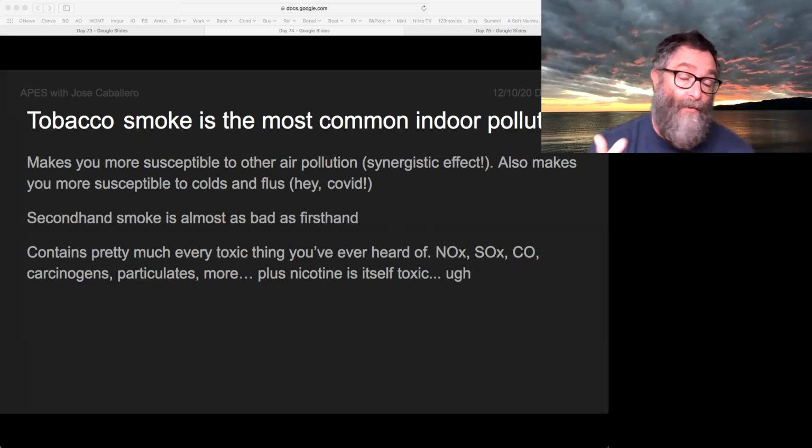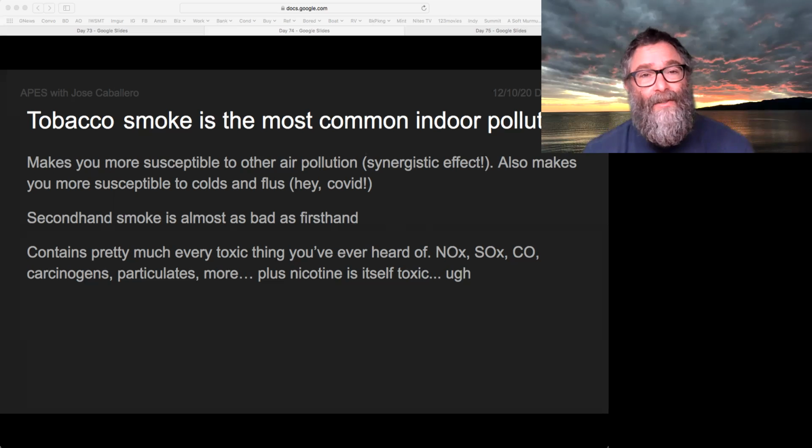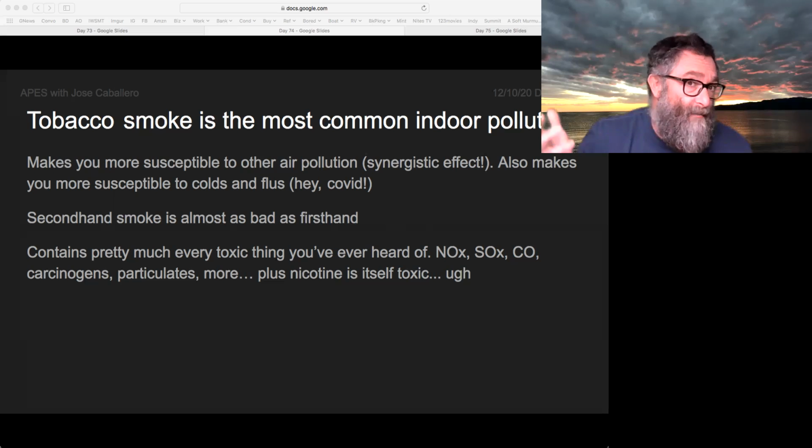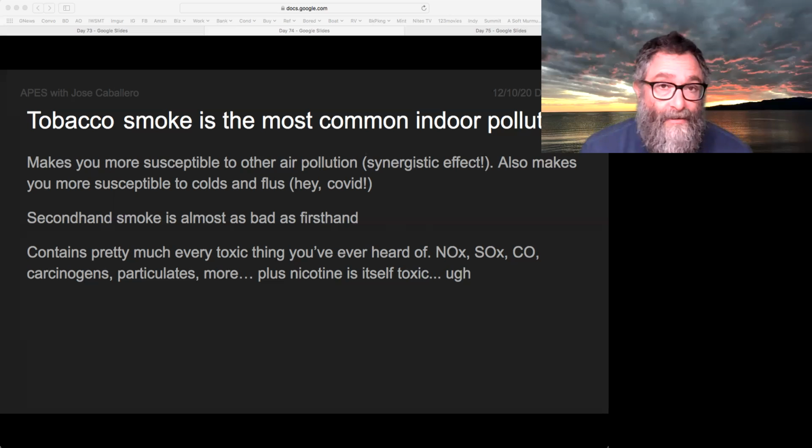Secondhand smoke, even if you're not smoking, but other people around you are, can be almost as bad. Average levels of secondhand smoke are kind of like smoking about 10 cigarettes a day. So people who live with a smoker are basically smoking a pretty solid cigarette habit.